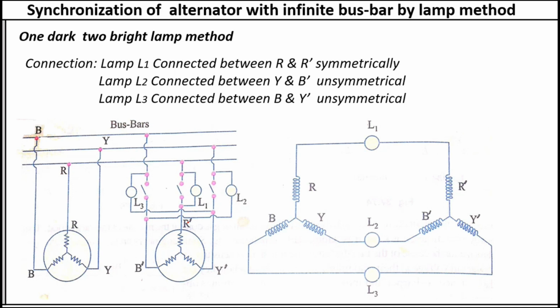And the remaining two lamps will be brighter. Okay, and if such a condition occurs, we can connect that alternator to the busbar. Third is one dark and two equally bright lamps.